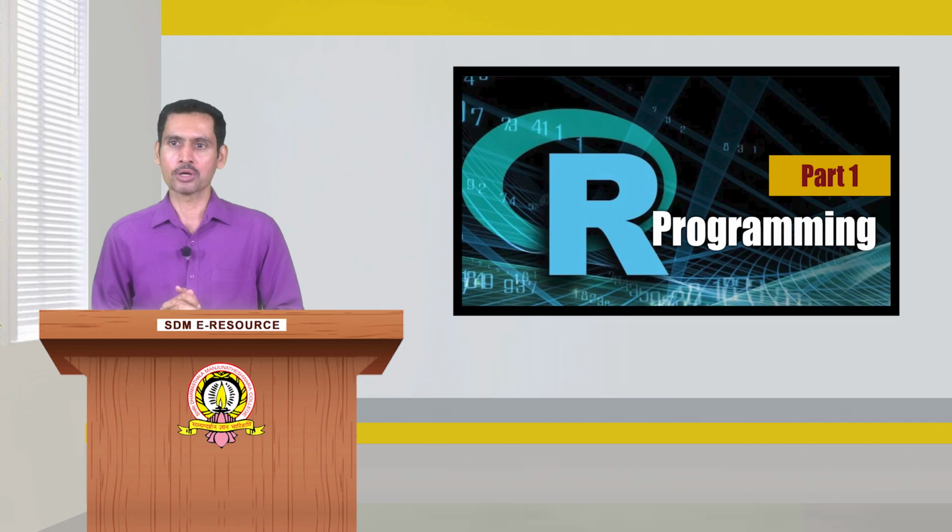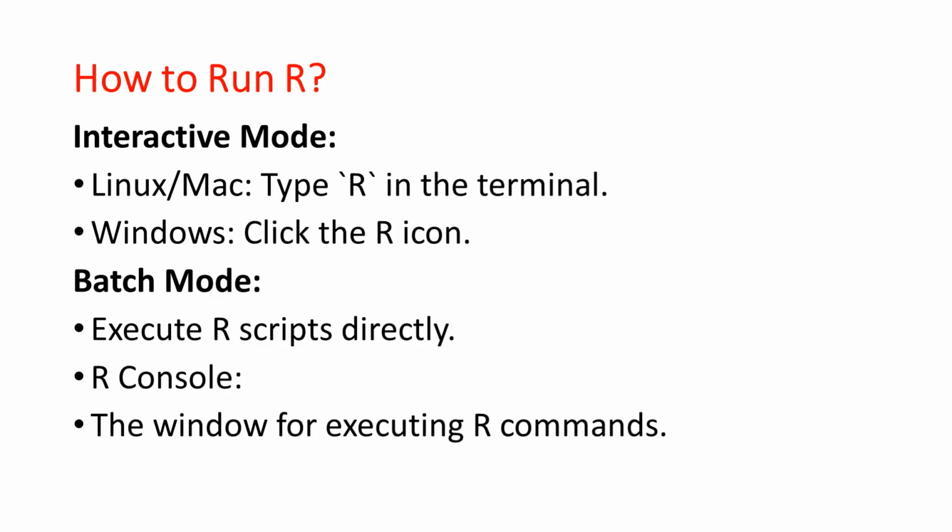Okay, so let us see how to run R programming. We can create R programs in two modes: one is interactive mode and another one is batch mode. In interactive mode, the user is supposed to write line by line commands and execute one command at a time, and it gives the result for each command. But in batch mode, you have to write a set of commands. That set of commands will be stored in the form of scripts, and will be executed at once.